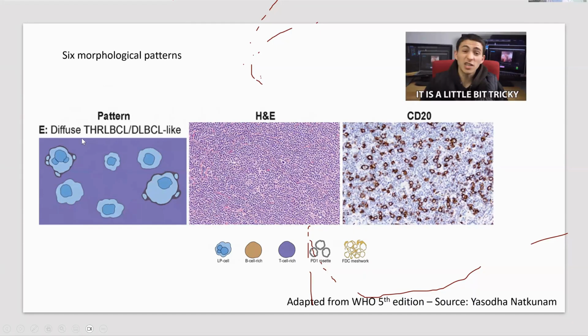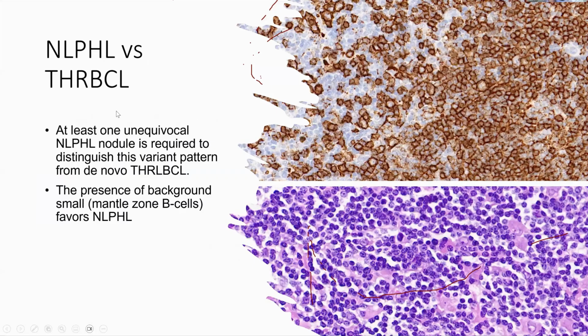Pattern E is the problematic one. It's diffuse T cell, T-histiocyte rich large B cell lymphoma-like, or the diffuse large B cell lymphoma-like picture, which is the one that you need to know about the most. How to differentiate between these two entities? At least one unequivocal nodule is required to distinguish these two variants.